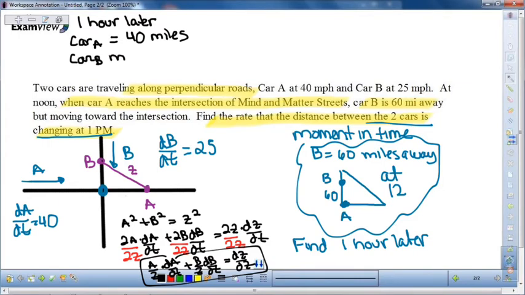Car B, okay, is moving at 25 miles per hour. Okay, remember that it started 60 miles away, and in 1 hour, it moved 25 miles. So I'm going to have 60 minus 25 because it started at 60, is moving, and 1 hour later, it moved 25 miles. So car B is now at 35 miles from the intersection.